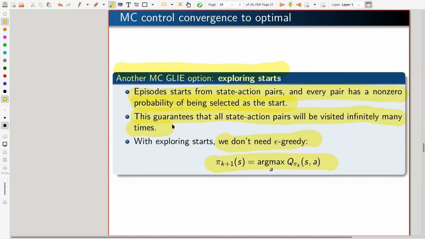Okay, if you think about this, this is greedy in the limit. Of course it is greedy in the limit. It is greedy at every step, not only in the limit, and with infinite exploration because of the exploring starts. So it converges, by that theorem I was telling you before.